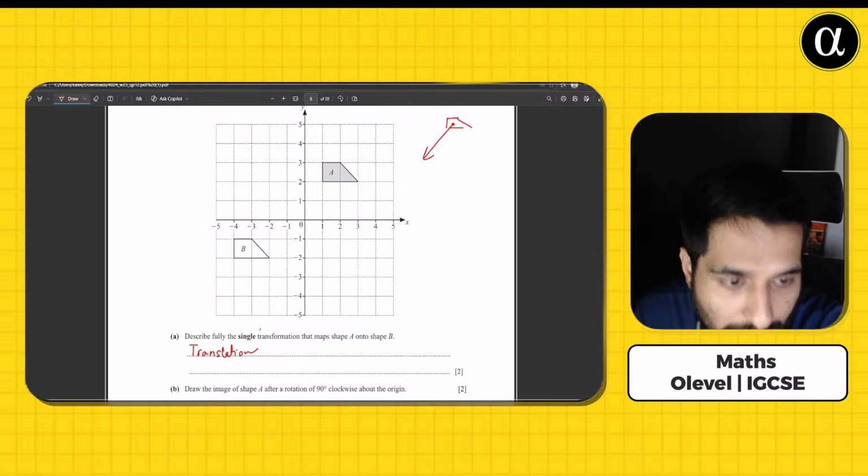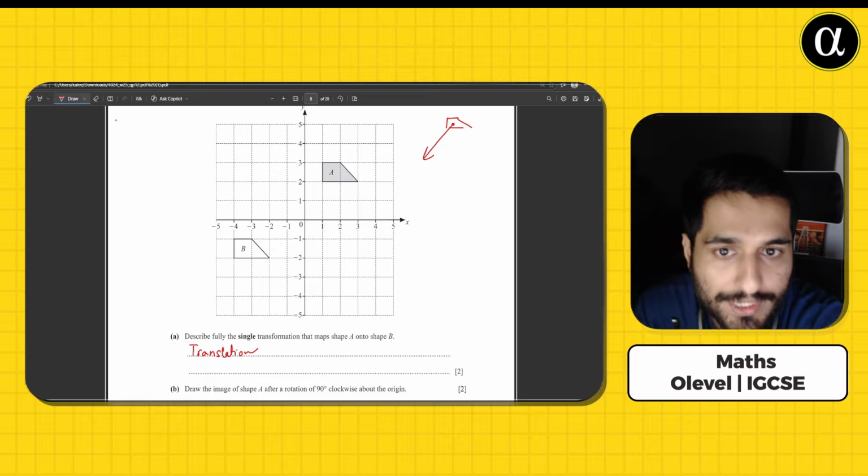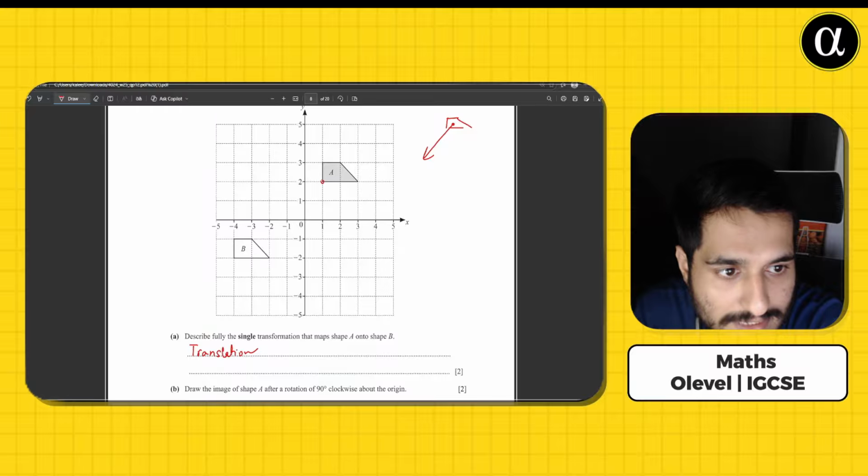Now we would see how far apart this point A is from B. So we select any coordinate. Let's say we select this coordinate. We would check how many units we go to the left. So we go 1, 2, 3, 4, and 5 units to the left. It's going to be -5 in the x-axis.